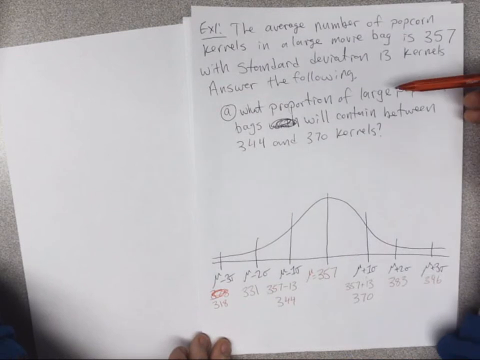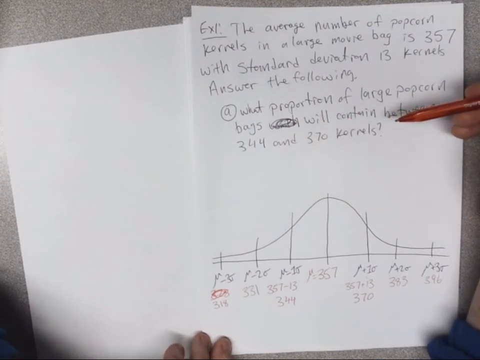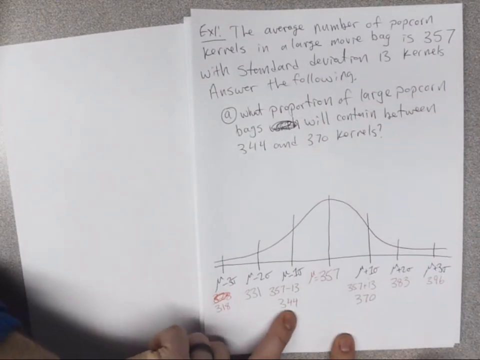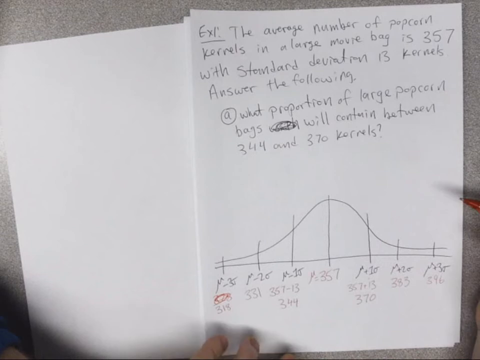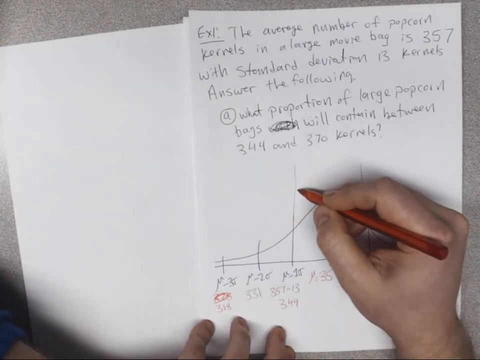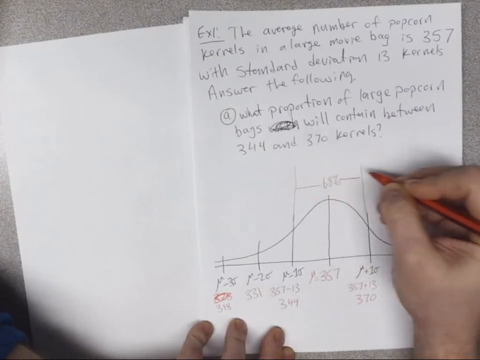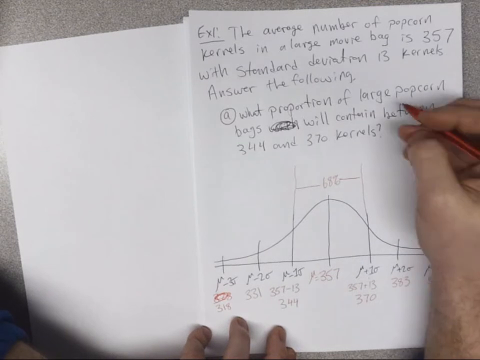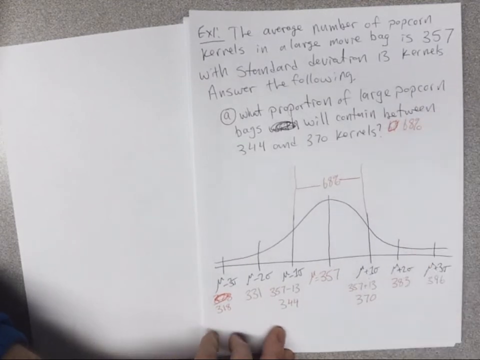And let's go back to part A and see what it's asking us. What proportion of large popcorn bags will contain between 344 and 370 kernels? Well, here I can see it's 344, and here is 370. Those are exactly 1 standard deviation away from the mean, plus or minus 1 standard deviation. Based on the rules we just talked about, anything within 1 standard deviation of the mean is 68%. So this is 68%. And we can tell just that fast.